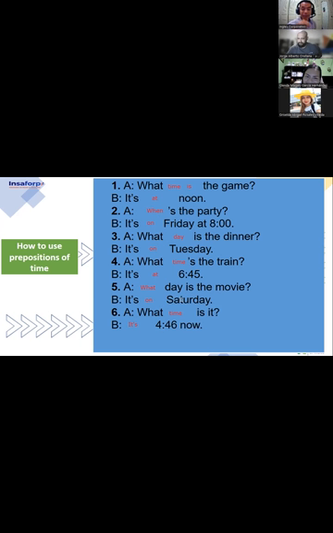Number five, please, yes. Number five. Again, please. What day is the movie? It's on Saturday. Good, continue. Number six. What time is it? It's 4:46, no. No, it's 4:46. Oh, it's 14:05. 14:05, right? The same.